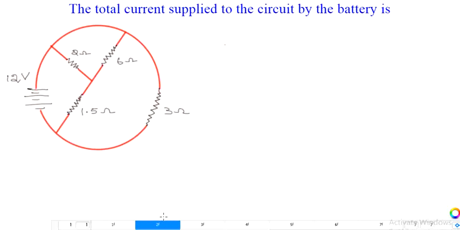Good morning. Today we are going to solve one objective question. It is asked in Bhubaneswar University for entrance exam. The question is: the total current supplied to the circuit by the battery is. One circuit is given like this and one power supply is there, and the power supply is 12 volt. We have to find out the current supplied by this 12 volt to this circuit.